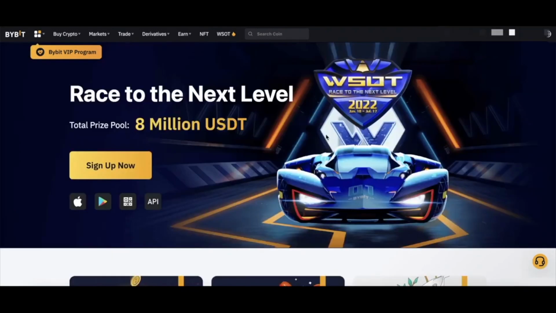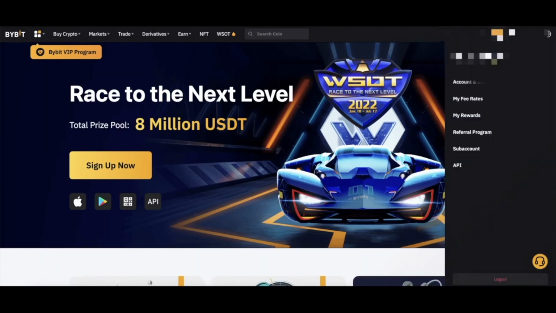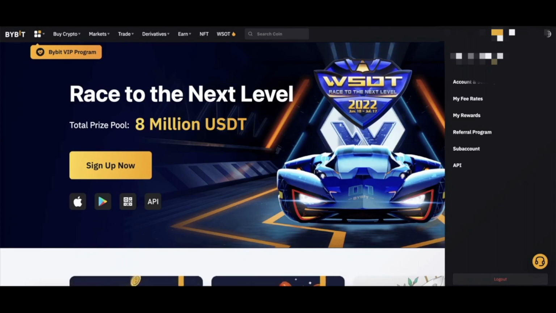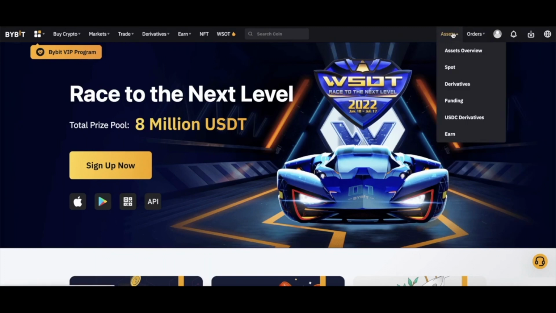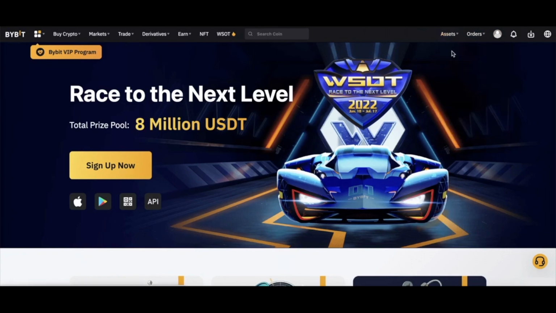When you have logged in to your account, you can go here at the right side to your overview. There you can see your user ID, your email address, and all the settings that you need for changing some information or something else. Then you can also go here to the assets. At the assets you find your overview of what assets you have. We can go here to the assets overview.